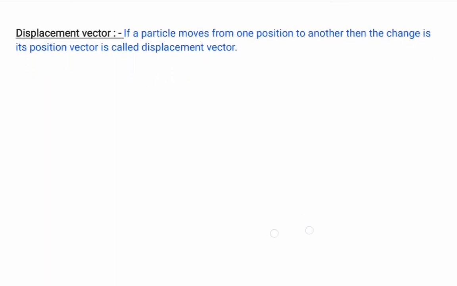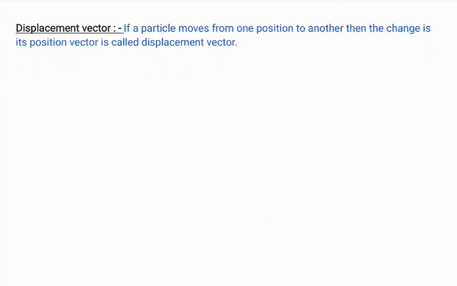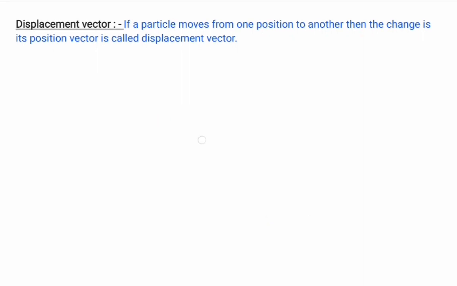Now we will discuss the displacement vector. This is a very important point from the numerical point of view. Just read what is written over here. If a particle moves from one position to another position, then the change in its position vector is called the displacement vector. Let's see. Suppose there is one point.